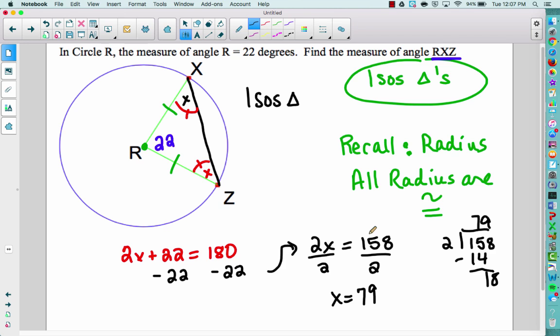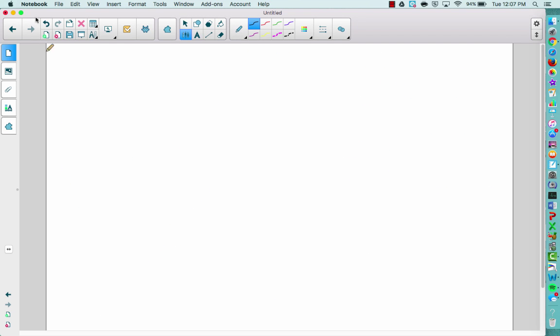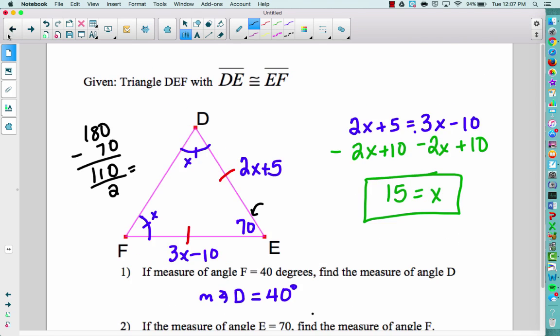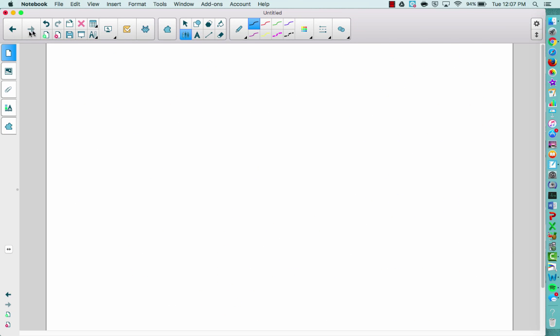I could do the work on my... So now I know that the measure of angle RXZ is 79 degrees. Okay. Moving on. All right, so now how would I do a proof with something like that? Oh, where'd my proof go? Okay, well, I'll start over with the proof.